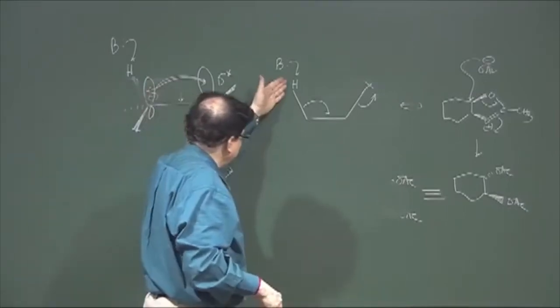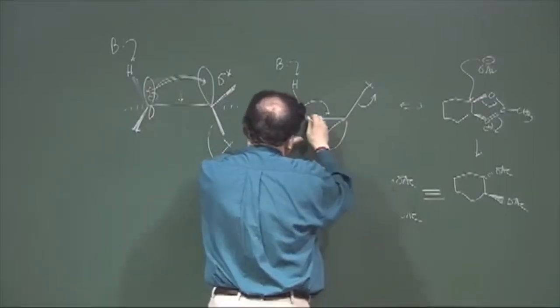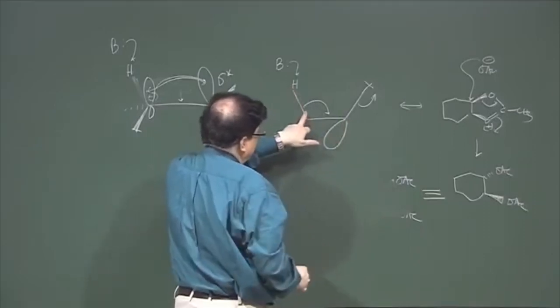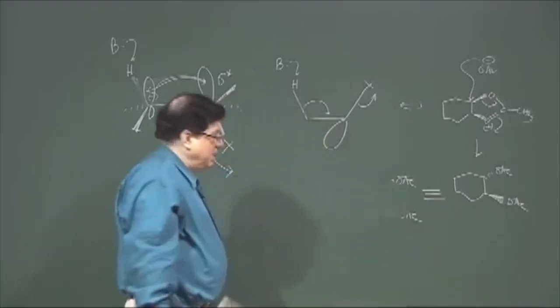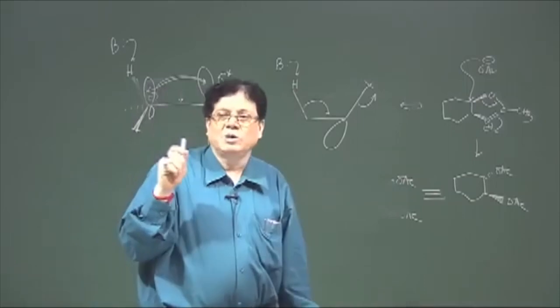If it comes from the front side, then the antibonding orbital portion will be on this side, whereas the anion is created in the front side. So this will be back side, that will be on the front side. So there will not be efficient overlap if it happens in the syn direction. I hope this is clear. This is very similar to your SN2.